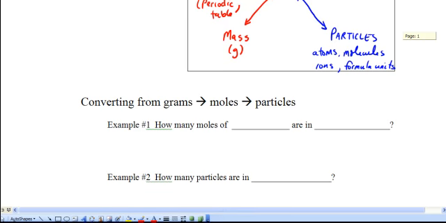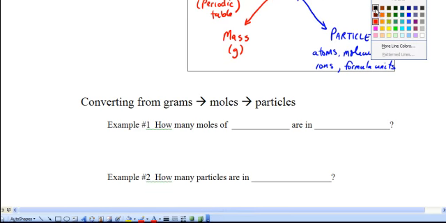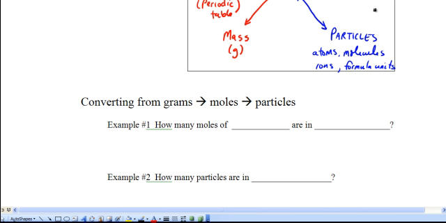Alright, scrolling down here. Let's change up colors. We'll go with a black color here. Alright, how many moles of, let's say, we'll keep it simple. How many moles of neon are in, let's say 50.0 grams of neon? Alright, so we want to go from grams to moles, so we're starting with 50.0 grams of neon, and we want to get to moles of neon.